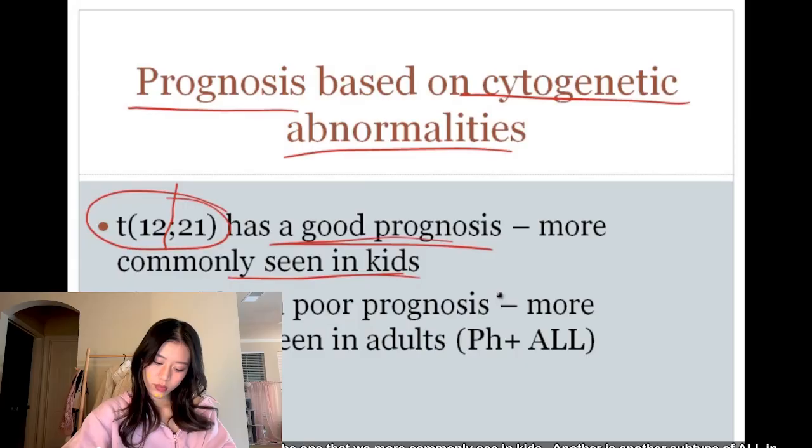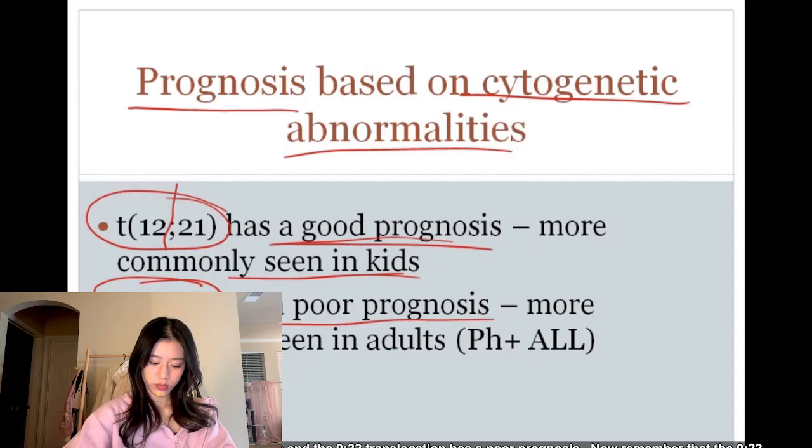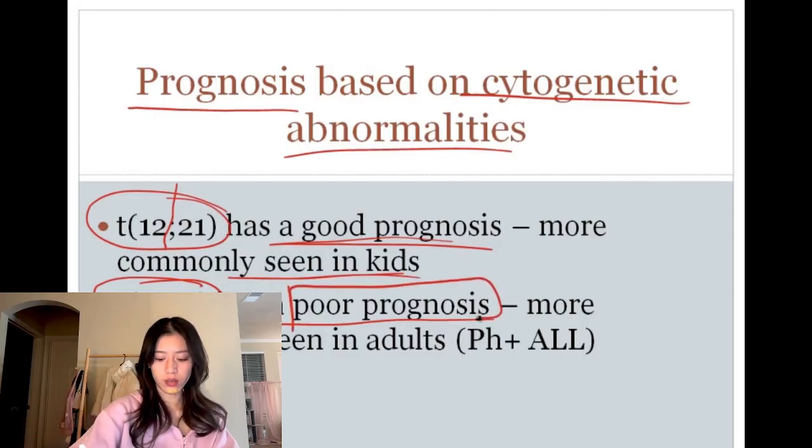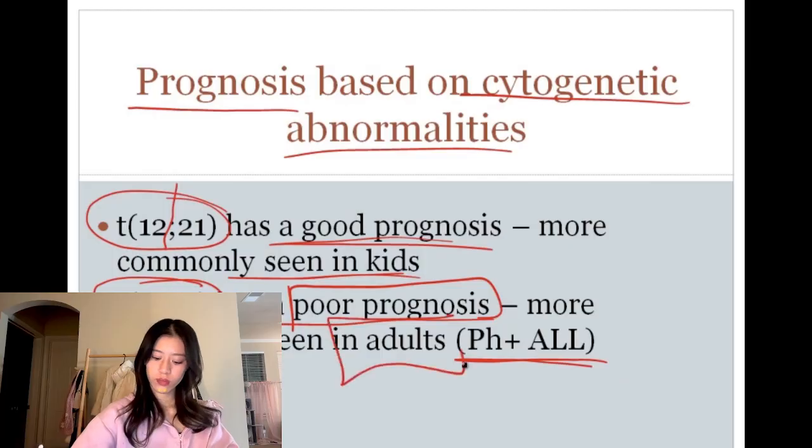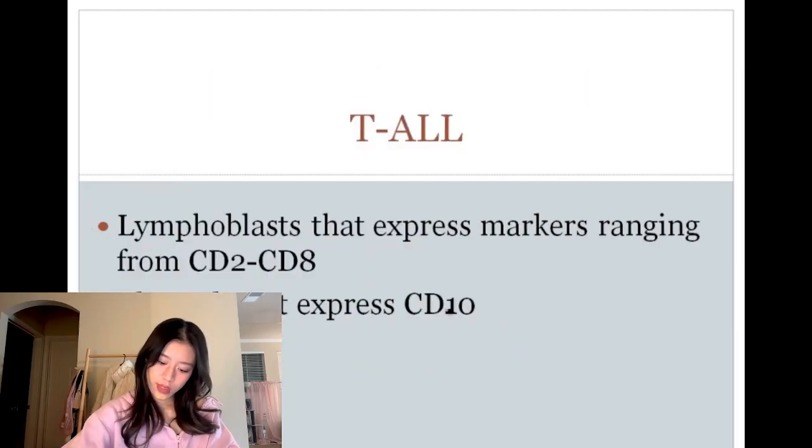Now, there is another subtype of ALL in which patients can have a 9;22 translocation, and the 9;22 translocation has a poor prognosis. Remember that the 9;22 translocation is classic and is a defining feature of CML. However, it can also be seen in a subset of patients that have B-ALL, and this portends a poor prognosis. This is also known as Ph-positive ALL. Ph stands for the Philadelphia chromosome, so remember that the 9;22 translocation is also called the Philadelphia chromosome, and this subtype is more commonly seen in adults.